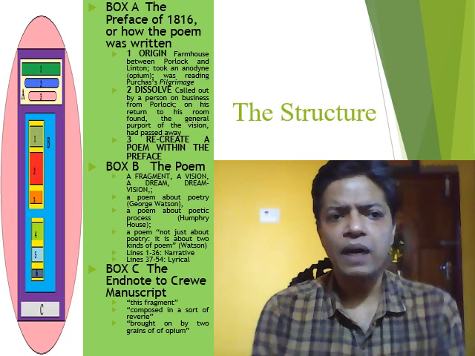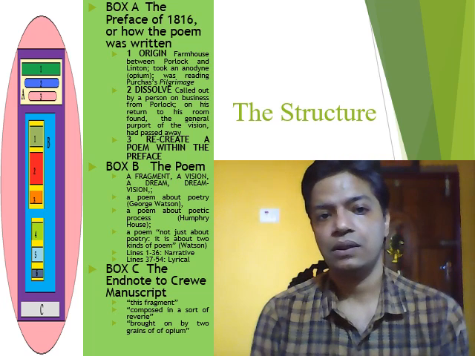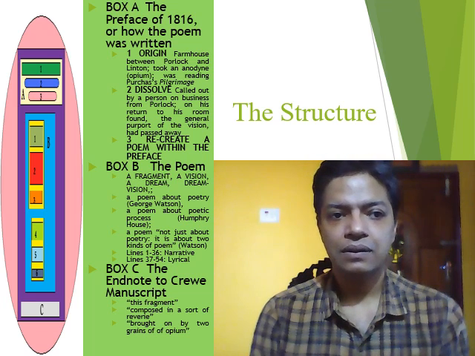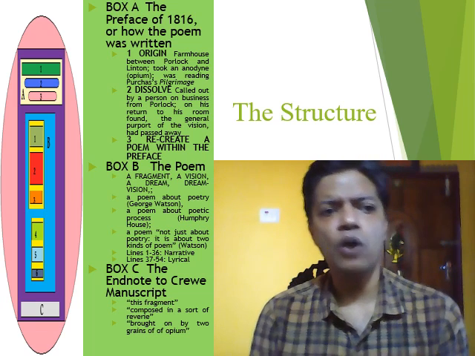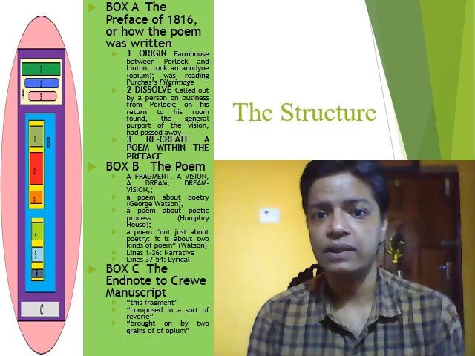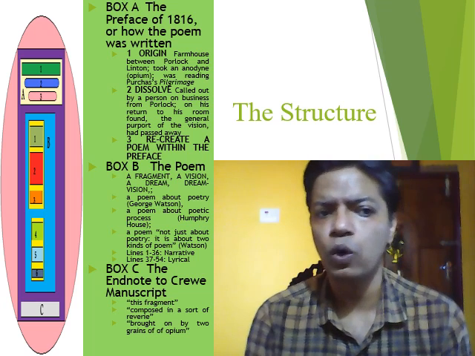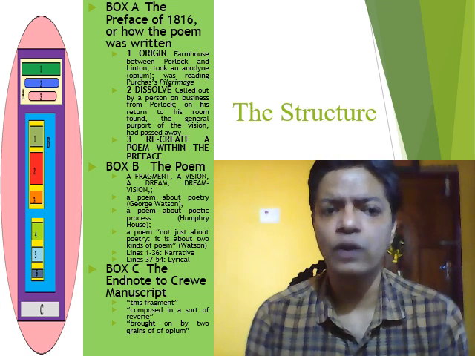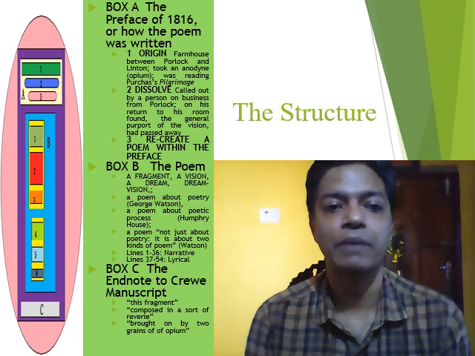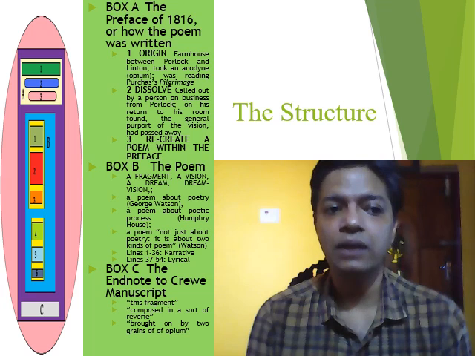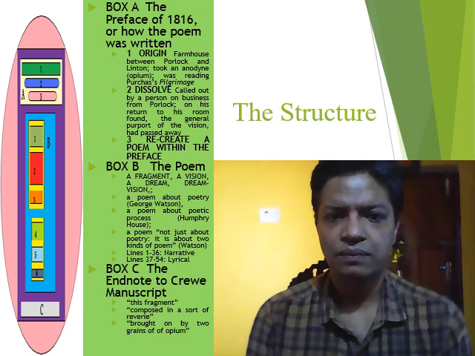The structure of Kubla Khan, as you can see in this box, can be divided into three compartments. Box A refers to the preface of 1816, how the poem was written. First, it talks about the origin. It was the summer of the year 1797. Coleridge had retired to a lonely farmhouse between Porlock and Linton. He took an anodyne, that means opium, and was reading the following sentence in Purchas's Pilgrimage. I quote, "Here the Khan Kubla commanded a palace to be built and a stately garden."